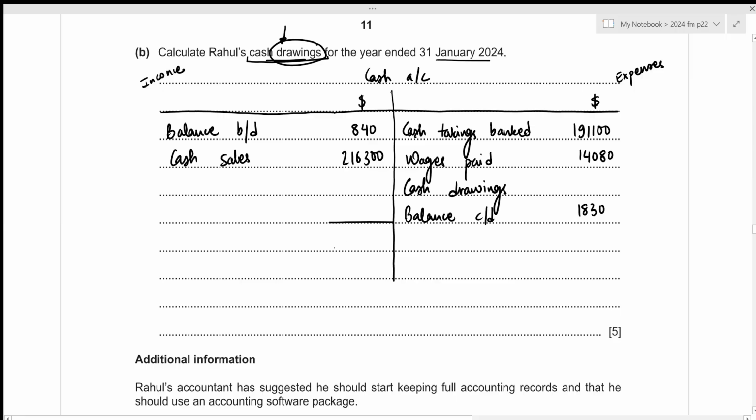Now we can first calculate the total from our debit side. That will be 840 plus 216,300, which results in 217,140. Now our cash drawings will be 217,140 minus 191,100 minus 14,080 minus 1,830, which results in the value of 10,130. That is our required value for cash drawings. That is all for the second part of this question. Let's move towards the next one.